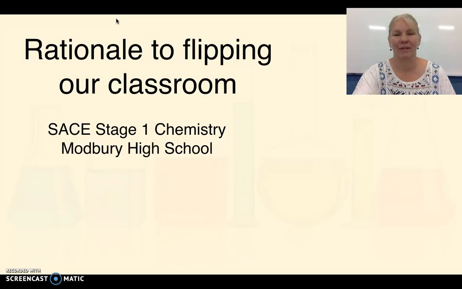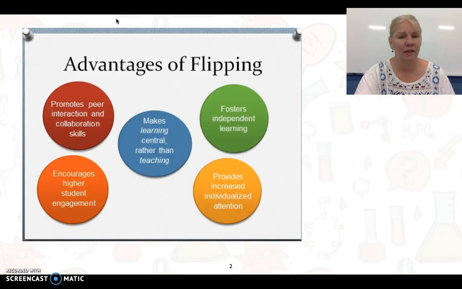Hi, today we're looking at our rationale for flipping our classroom in Stage 1 Chemistry. We need to look at what that means for us, and so in a nutshell, what it's going to mean is that you will be taking notes at home via presentation and then doing questions at school. There are many advantages to flipping, some of which are listed here.